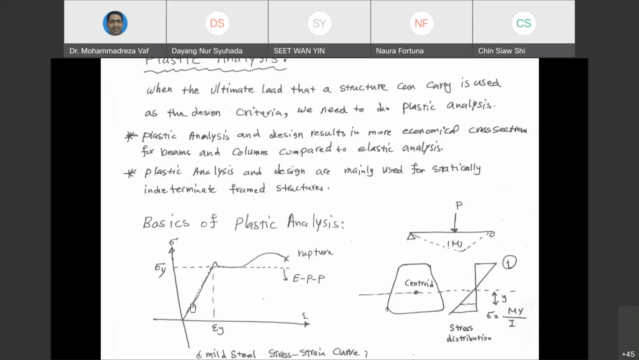We said when we are in the linear area, you can assume that the stress distribution from top to bottom follows a linear line. And we can always calculate that stress using this equation: from the force you apply, you can calculate the bending moment, and if you want to know the stress at any location of your cross-section, you just put it inside this equation. Bending moment multiplied by y, the location in the cross-section where you want to calculate the stress, divided by I, the moment of inertia of that cross-section.